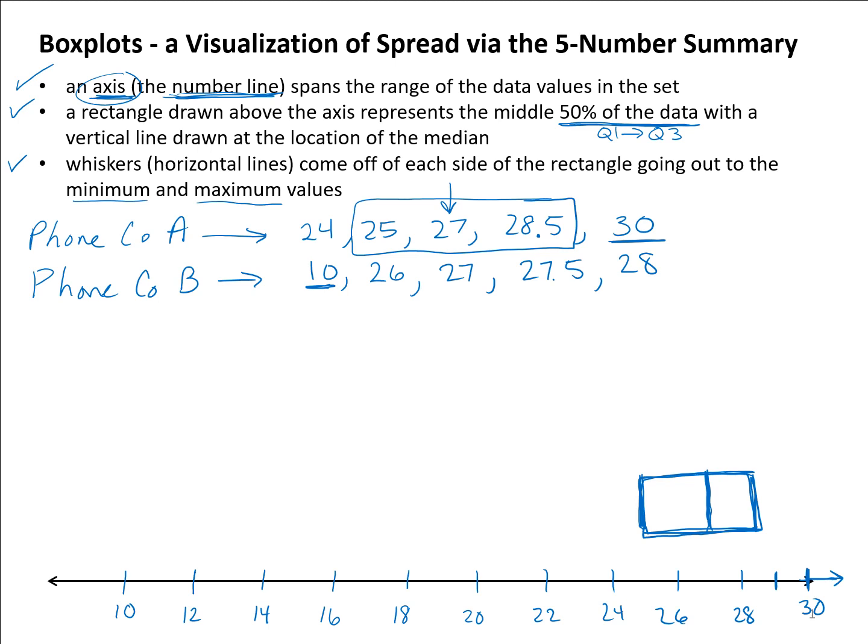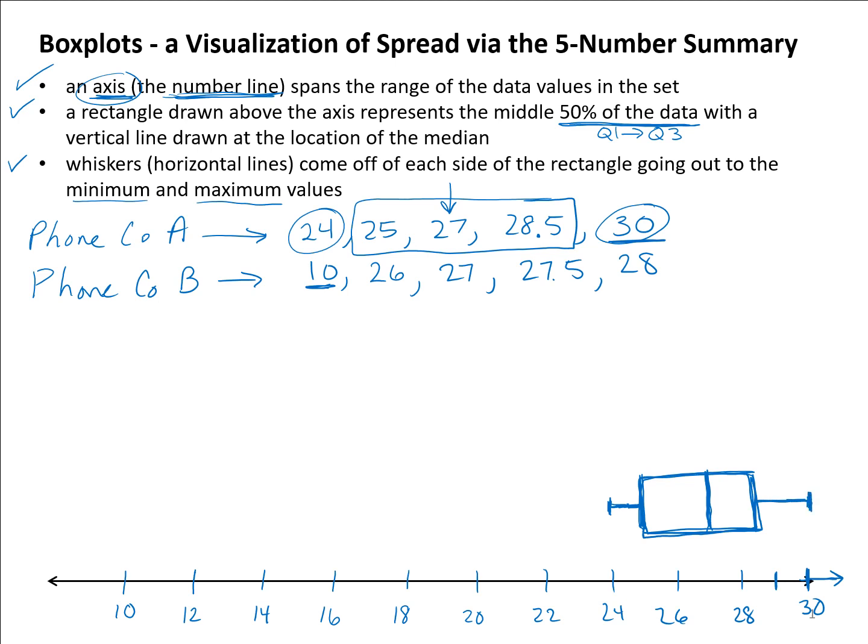Now we'll do the whiskers. The whiskers go to the minimum and the maximum. And whiskers are just going to be horizontal lines that come out from the middle of the rectangle out to where the minimum is, and then out to where the maximum is. I made that a little too far. So out to 24 for the minimum, and then up to 30 for the maximum.